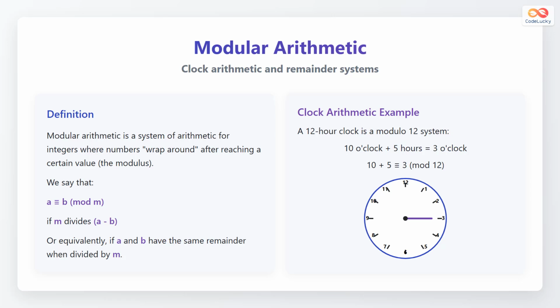Let's explore the concept of modular arithmetic. Modular arithmetic involves clock arithmetic and remainder systems. Modular arithmetic is a system of arithmetic for integers where numbers wrap around after reaching a certain value called the modulus. We say that a is congruent to b modulo m if m divides a minus b, or equivalently, if a and b have the same remainder when divided by m. A 12-hour clock is a modulo 12 system. For instance, 10 o'clock plus 5 hours equals 3 o'clock, which can be written as 10 plus 5 is congruent to 3 modulo 12.